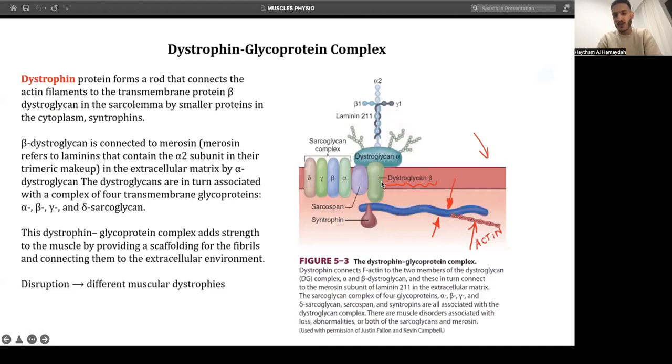Okay, and so it's just explaining to us how things are connected. And so the complex extends its stability by the function of the sarcoglycan complexes here. And so this structure outside would connect to extracellular structures. And you can see here, it says this complex adds strength to the muscle by providing a scaffolding for fibers and connecting them to the extracellular environment. And disruption of this can cause many muscular dystrophies. So it just is an important complex for the stabilization of the muscle.